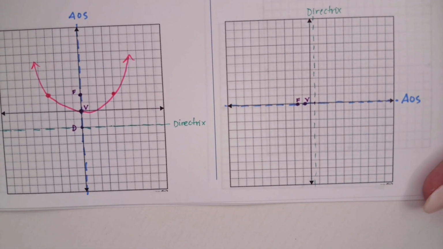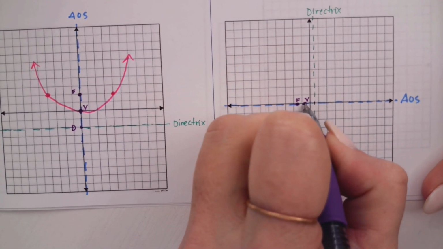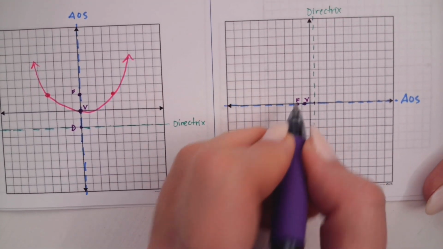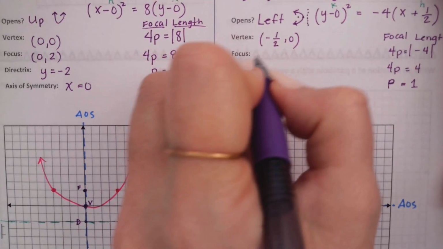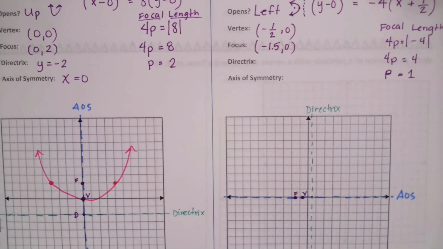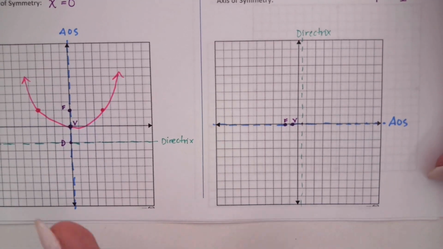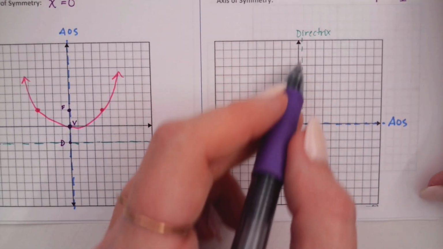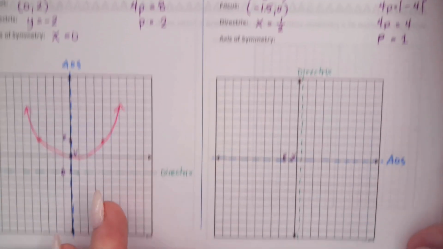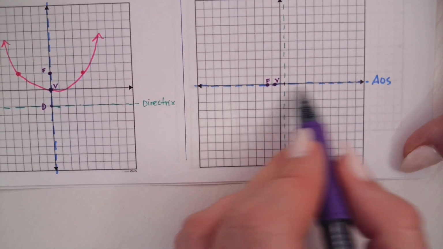Okay, so I can write down some information now. What is the ordered pair of that focus? Negative 1 or negative 1/2. Yeah, negative 1.5, 0, negative 3 over 2, 0. Okay, the directrix on this one is actually a vertical line. What would be the equation of that vertical directrix? X equals 1/2. Mm-hmm. And then the axis of symmetry on this one is, very good, a horizontal line, which would be y equals 0.